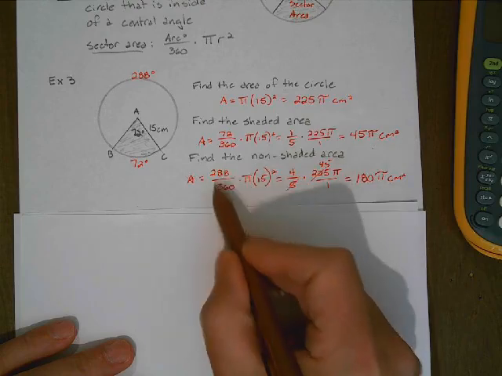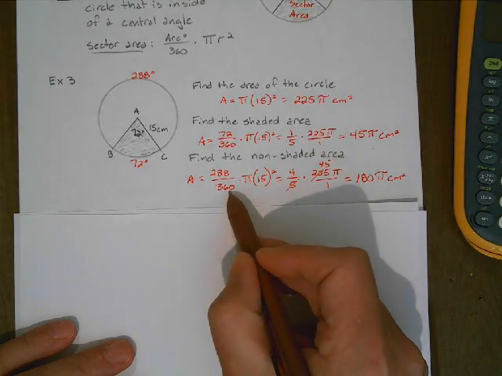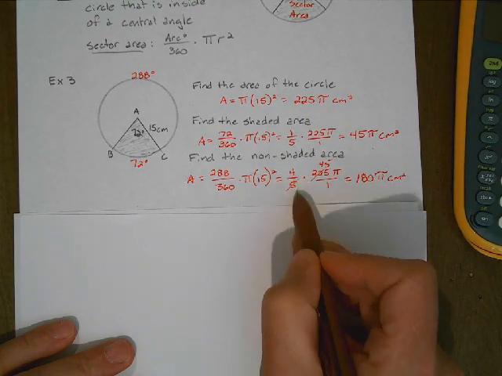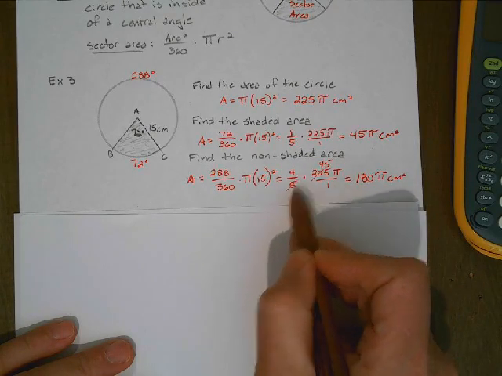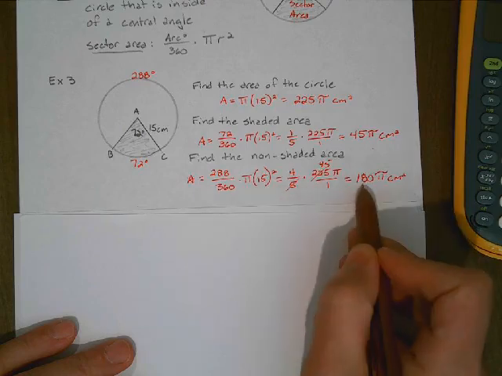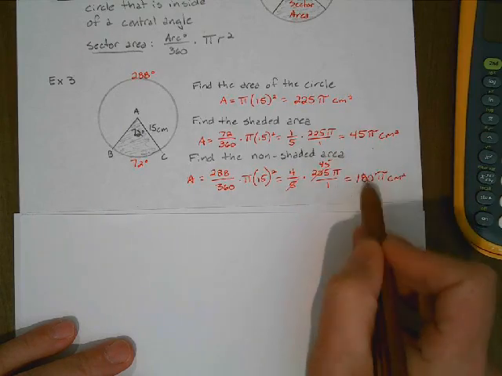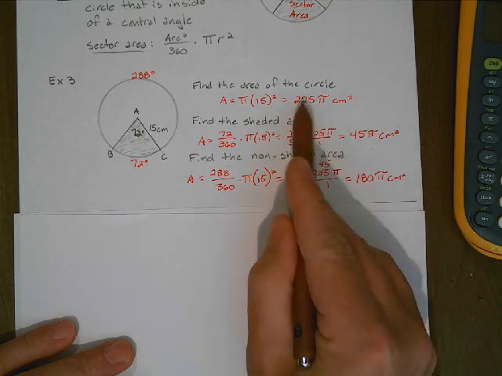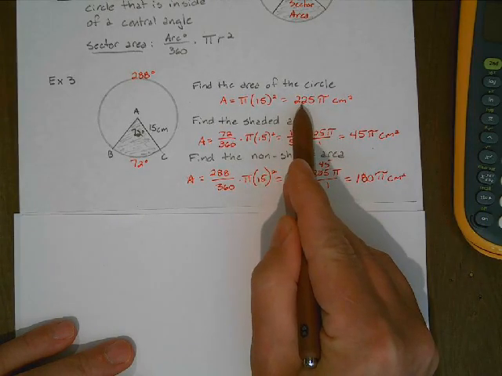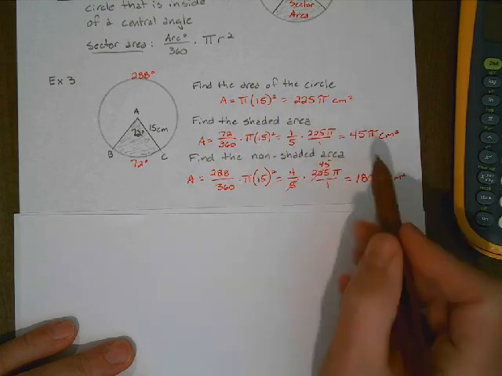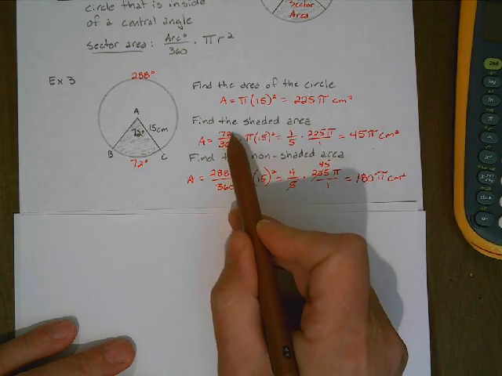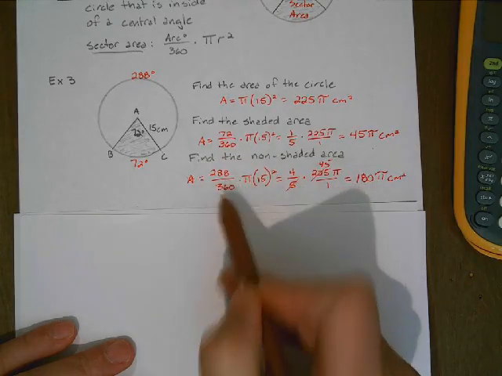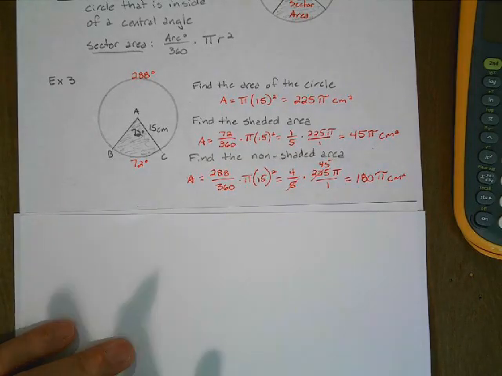So I took 288 divided by 360. I reduced that fraction to 4/5. I multiplied 225 by 4, and then I divided it by 5, and I got 180. Now look at these two numbers, 45 pi and 180 pi. What do they add up to? They add up to the entire circle of 225 pi. So these are just fractions of the circle. The fractions are the arc over 360, and that tells us the portion of the circle that's just in that one little sector.